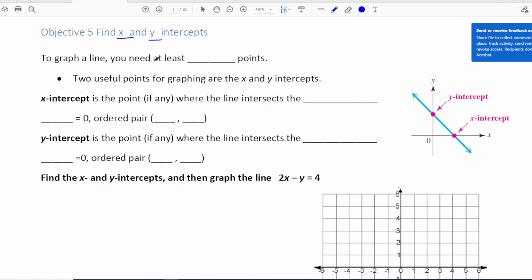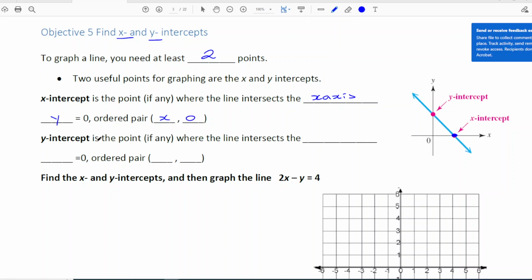Just a reminder, to graph a line, you need at least 2 points, ideally 3 or 4. And the easiest 2 points to find are the x and the y intercepts. Now the x-intercept is the point, if any, because sometimes there isn't, where a line intersects the x-axis. So the x-intercept is a point here or anywhere along this x-axis. To be on the x-axis, the important thing is that the y value is 0. So an x-intercept will have an x-coordinate and a y value of 0.